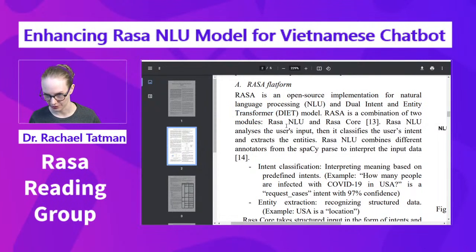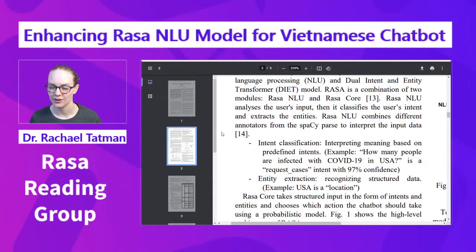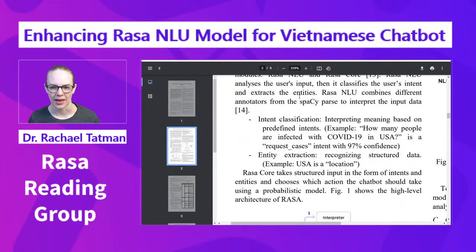Rasa combines NLU and core. NLU analyzes the user's input, then classifies it into intents and extracts entities. NLU combines different annotators from spaCy to parse and interpret the input data. And I don't know if spaCy supports Vietnamese.